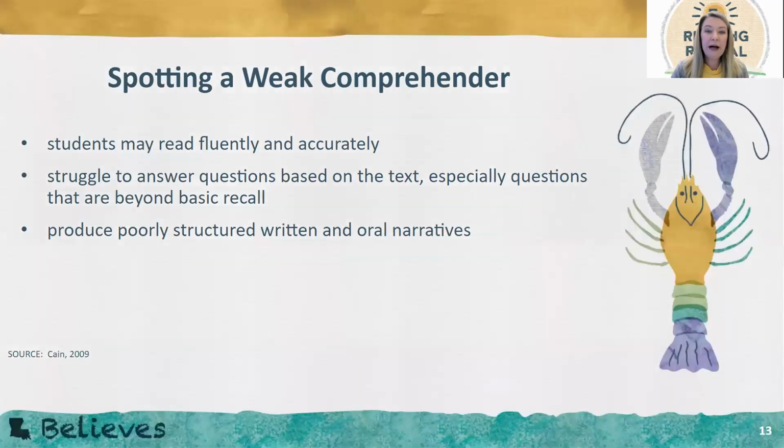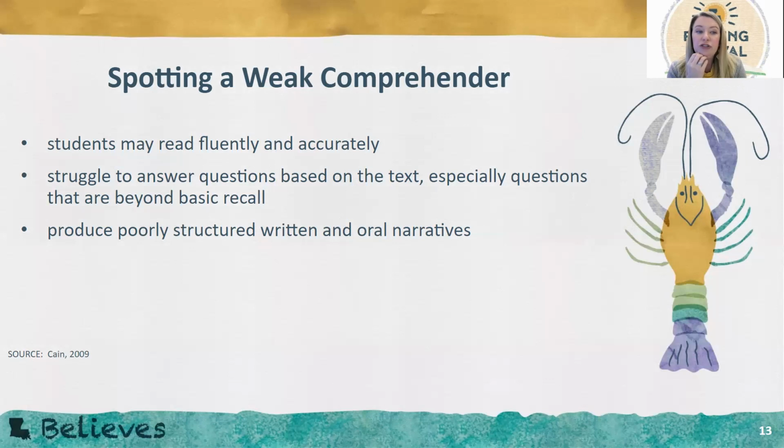So spotting a weak comprehender might not be super obvious. Students may read fluently and accurately, but still not be able to comprehend. And sometimes in my class, I've noticed that these students, and this is not always, read very quickly. They're extremely fluent, almost too fluent, reading and reading and reading, but they're not pausing at punctuation or different ideas to process what they're reading.